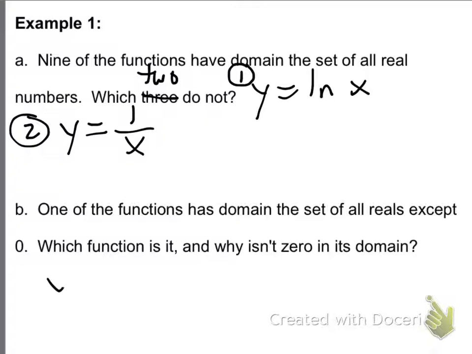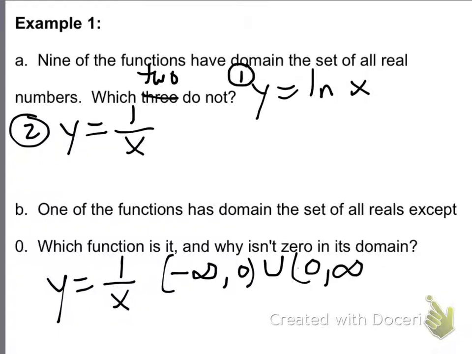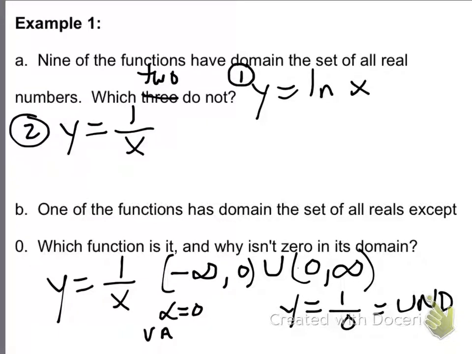Well, we just said y equals 1 over x has a domain of negative infinity to 0 union 0 to infinity. Now, why isn't 0 in the domain? Because y equals 1 over 0 is undefined. That is an undefined value. And because that's an undefined value, that means that x equals 0 is a vertical asymptote. Okay? And because it's a vertical asymptote, that means that 0 can't possibly be in the domain.